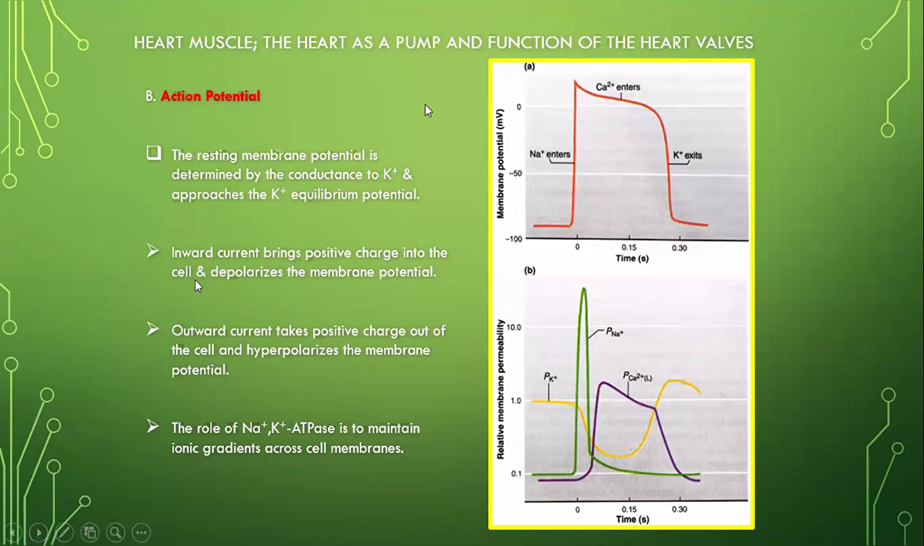The action potential in the heart muscle is different. The resting membrane potential is determined by the conductance to potassium and approaches the potassium equilibrium potential. The inward current brings positive charge into the cell and depolarizes the membrane potential. So outward current takes positive charge out of the cell and hyperpolarizes the membrane potential. The role of sodium potassium ATPase is to maintain ionic gradients across cell membrane.